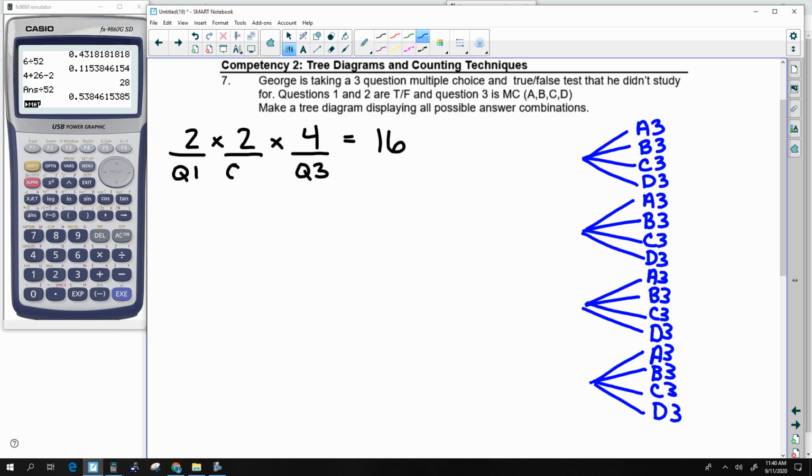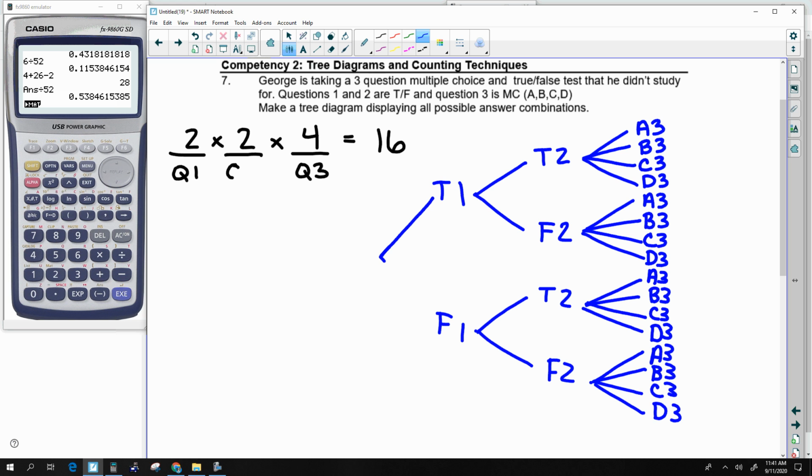All right, now we're on question 2. Question 2 is true and false. And again, that is question 2. Those are families of 2. And then we're back to question 1, which is true and false. And that is where we start.